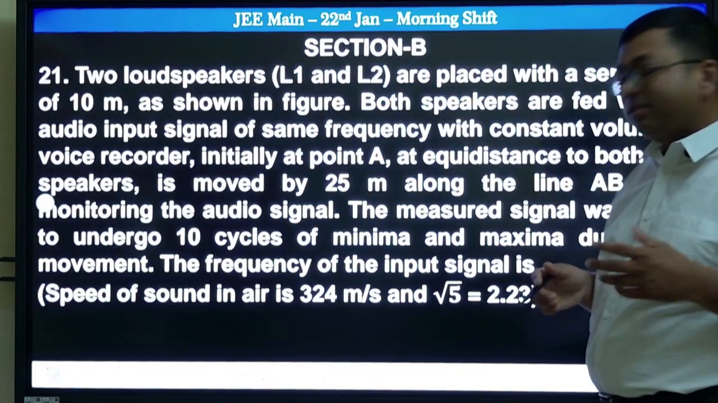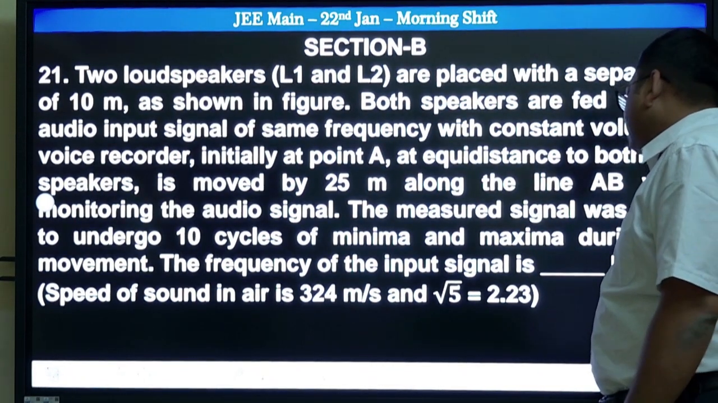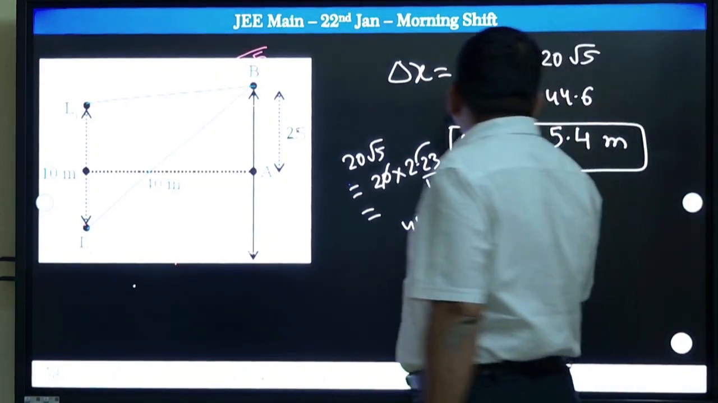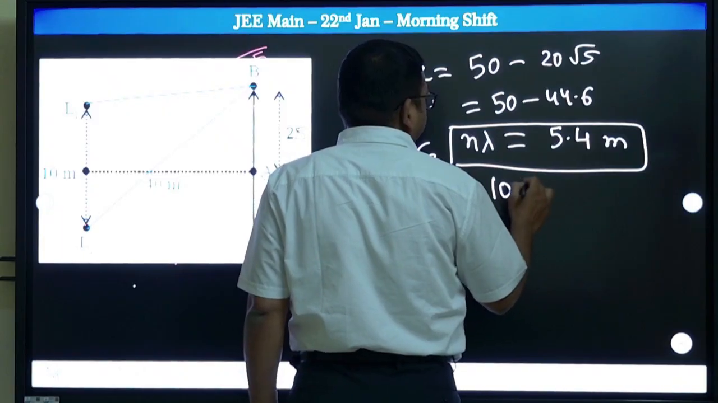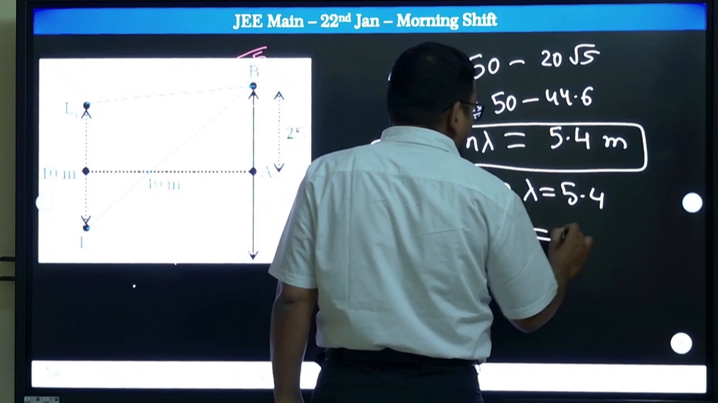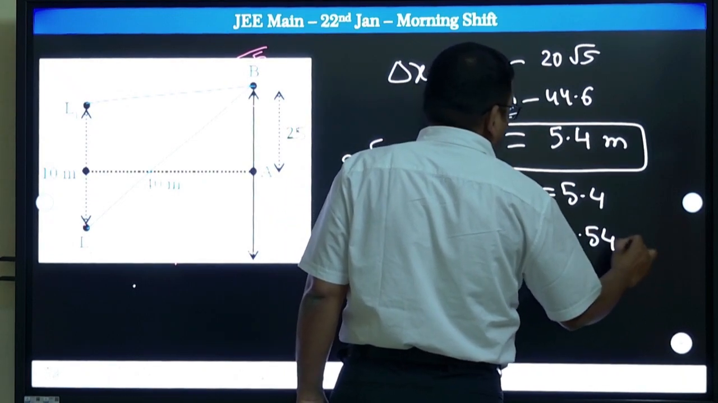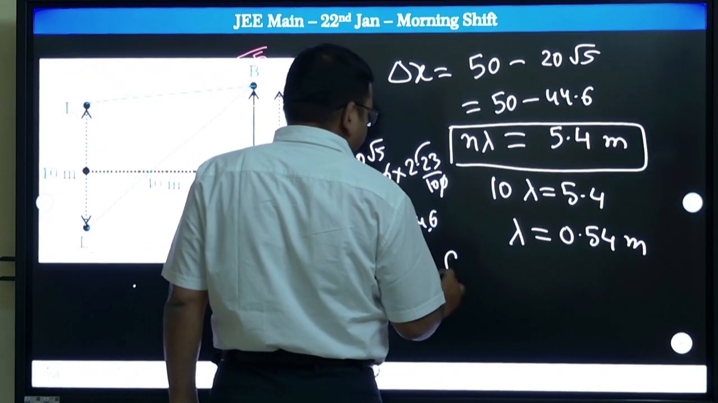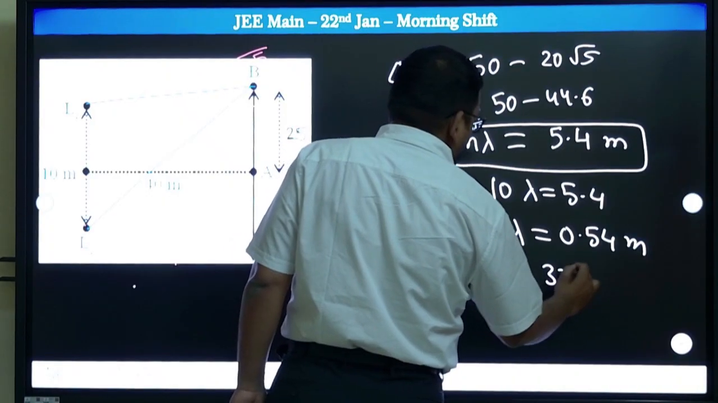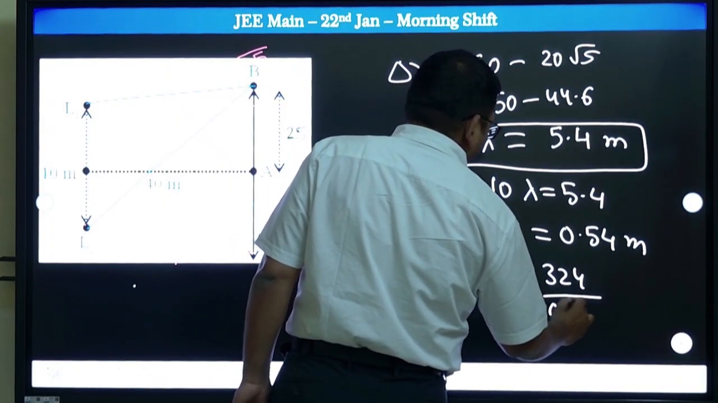So n you can take as 10, and speed is 324. n is 10, so 10 lambda is 5.4, so lambda becomes 0.54 meters. Now frequency is equal to speed by lambda. Speed is 324 divided by 0.54.